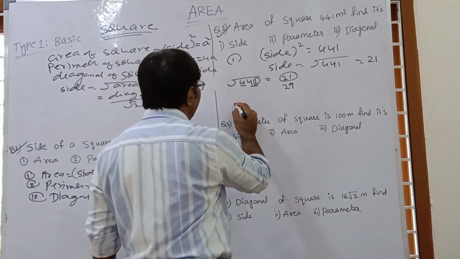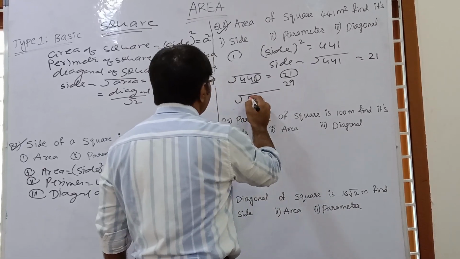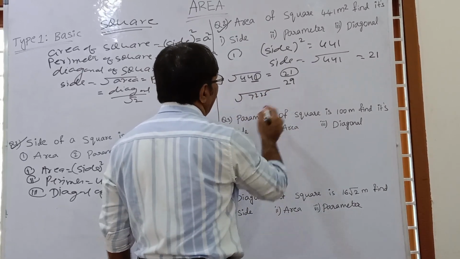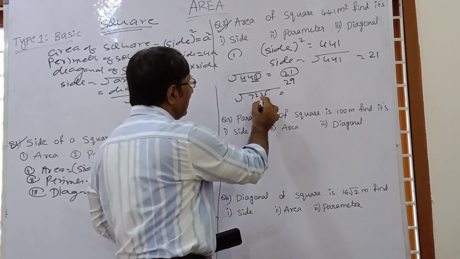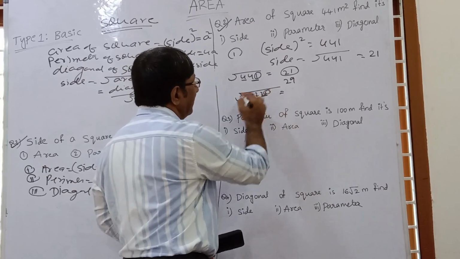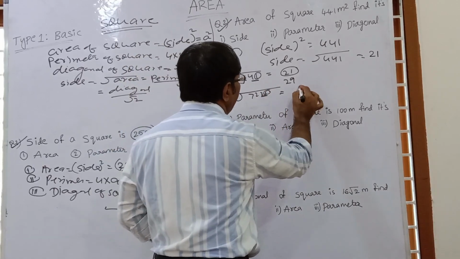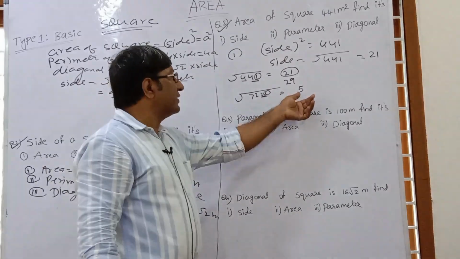Suppose we get another number. Just like you see, 7225, we want to find the square root of this number. Again the technique is what? Pair. One pair is 25. So this is 5, so the unit digit will be 5. The answer of this number will be a number whose unit digit is 5.